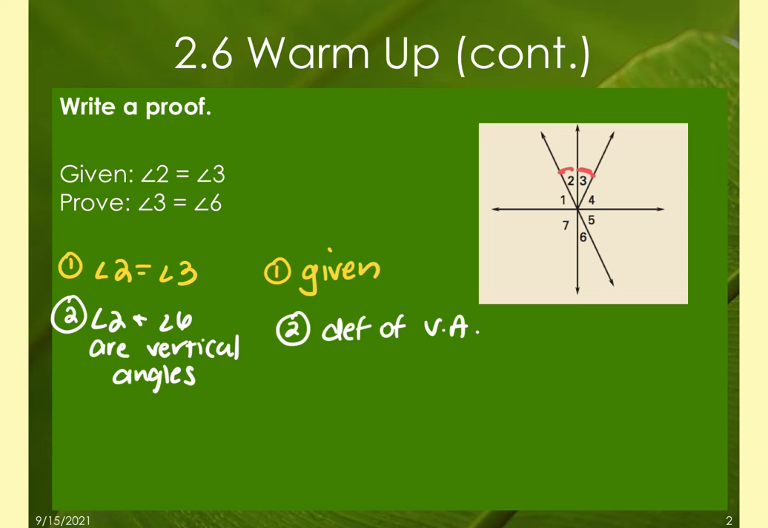Okay. Mars. For the second one, can't you just say that 2 and 6 are congruent and then say definition of vertical angle? You can't say they're congruent until you state that they're vertical angles. Now I can say they're congruent. Yep. Now angle 2 is equal to angle 6, and that's the vertical angles theorem. It says vertical angles are congruent.